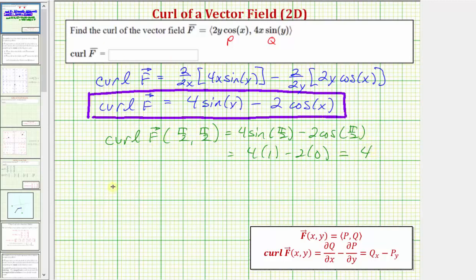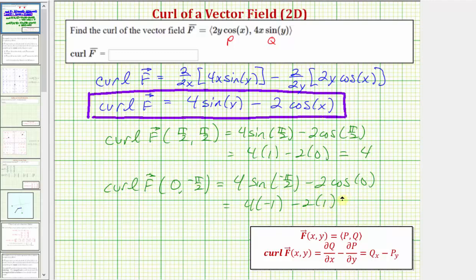Let's also find the curl of the vector field f at the point 0 comma negative pi over 2, which should be equal to 4 sine negative pi over 2 minus 2 times cosine 0, which is equal to 4 times negative 1 minus 2 times 1, which equals negative 6. Now let's look at these 2 points in the given vector field and discuss what this tells us about the rotation at these 2 points.